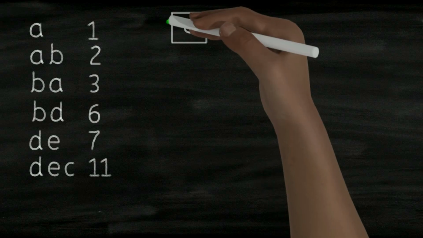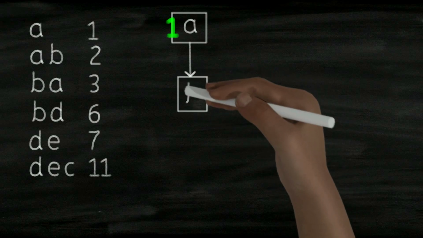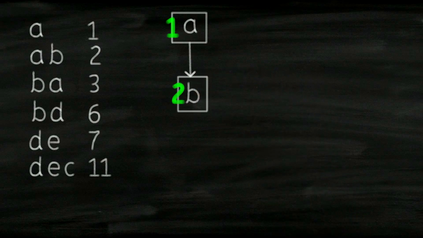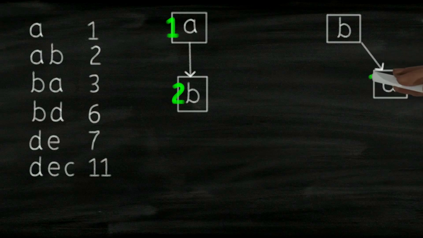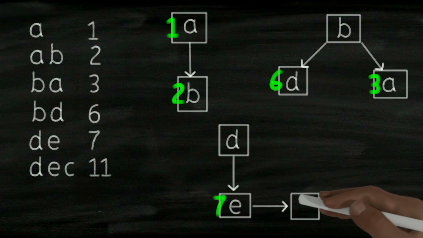A would have a value of 1, and then A would also lead to B, and then B would have a value of 2. And then we have another tree starting from B. B does not have its own value, but it could lead to A, which has the value 3, and it could also lead to D, which has the value 6, and D is also another tree. It doesn't have a value of its own, but it could lead to E, which has the value of 7, and E could lead to C, which has the value of 11.